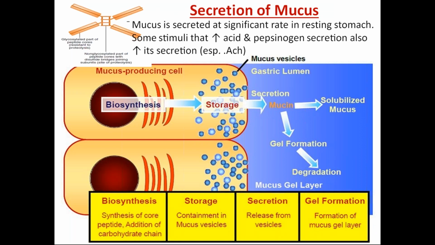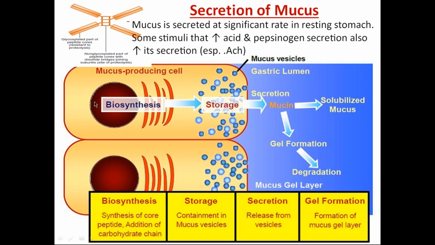How does secretion of mucus occur? It is secreted at a significant rate in the resting stomach. Some stimuli which increase the acid and pepsinogen secretion also increase its secretion. So mainly it's the acetylcholine which is released from the vagus nerve which causes the secretion of mucus, right? So mucus, it is synthesis of core peptide.